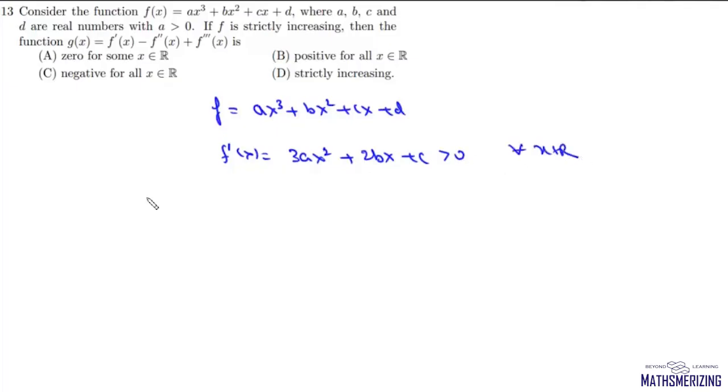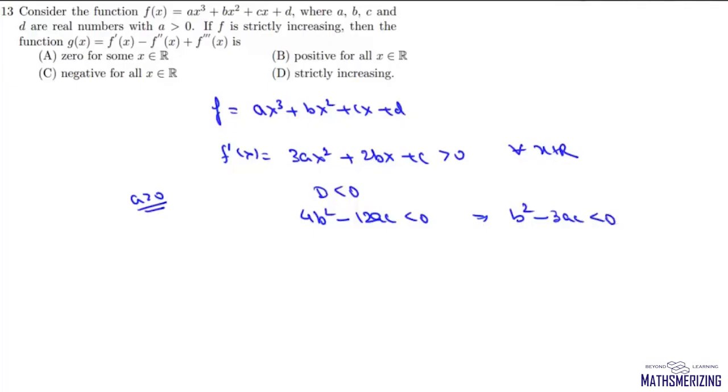Now it is a quadratic expression with a greater than 0. So a quadratic expression is always positive if D is less than 0 and a is greater than 0. The condition that we'll have is D is less than 0. So we'll get 4b square minus 12ac is less than 0. That is b square minus 3ac should be less than 0.